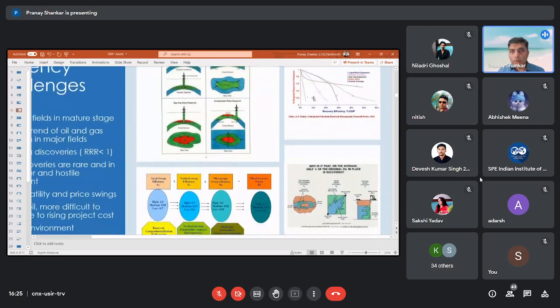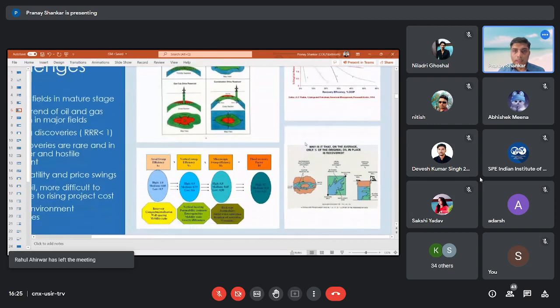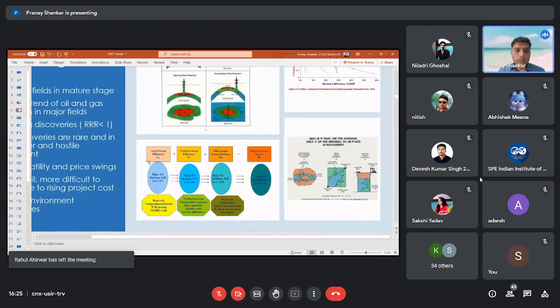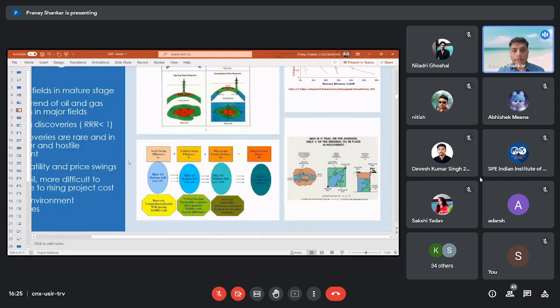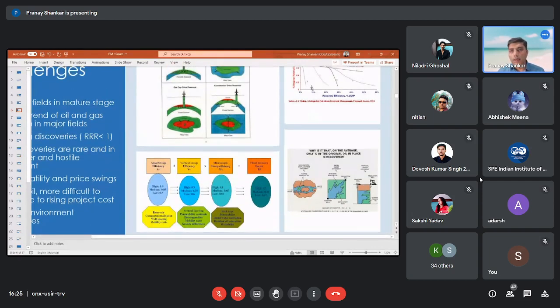Another factor that goes into this recovery factor is your volumetric sweep efficiency. So what is volumetric sweep efficiency? It has 3 factors basically. One is called areal sweep efficiency, second is called vertical sweep efficiency, and third is called microscopic sweep efficiency. So the product of these three sweep efficiencies is nothing but the recovery factor of the field, which you see on the graph.